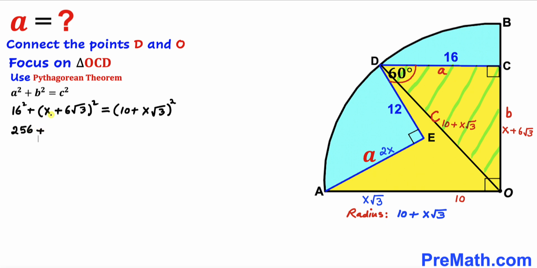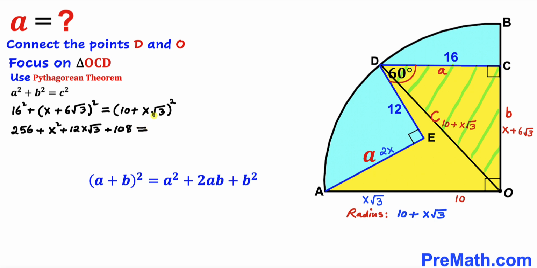256 plus, and let's recall this famous identity: a plus b whole squared can be written as a squared plus 2ab plus b squared. I'm going to apply it on this binomial and this binomial as well. So this side is going to give us x squared plus 12x times square root of 3 plus 6 squared is 36 times 3, which gives us 108, equals, on the right hand side, 100 plus 20 times x times square root of 3 plus 3x squared.